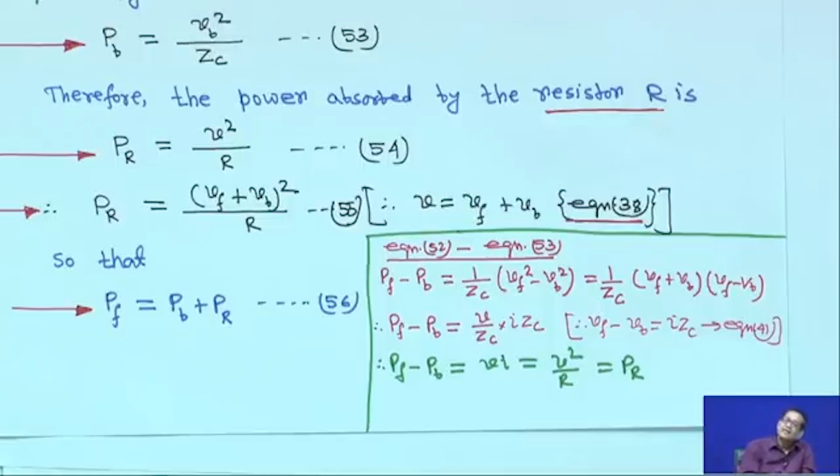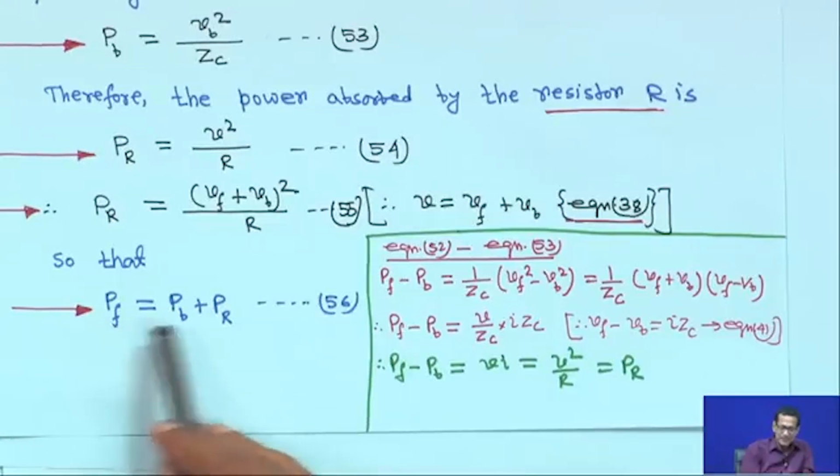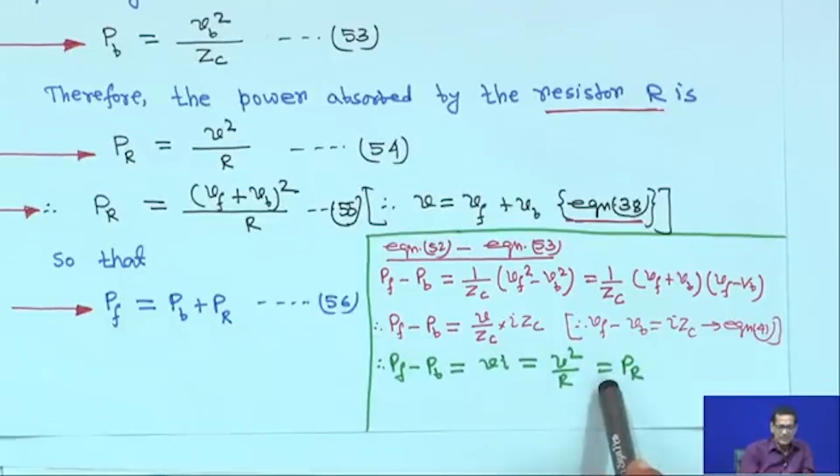Common sense is that the forward wave is moving, and at the receiving end something will be transmitted to R, because it is not open circuited, and some will be reflected back. So, basically Pf will be Pb plus Pr. This is how things have been done, as shown.